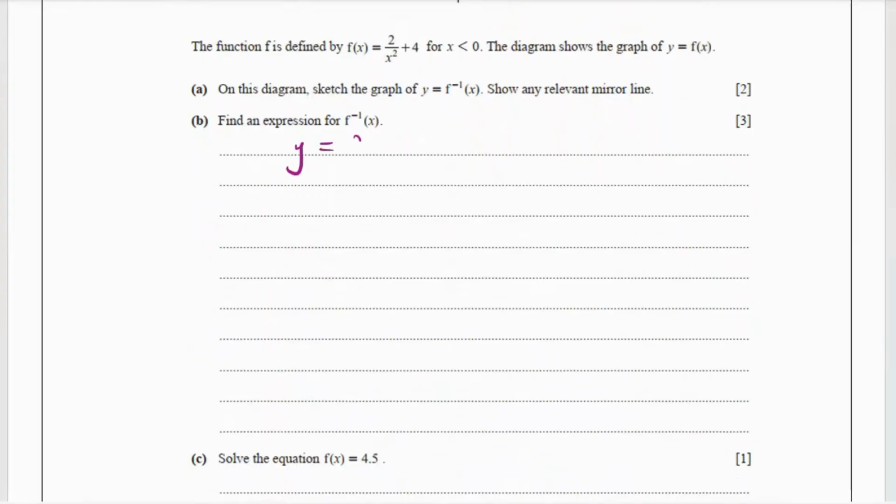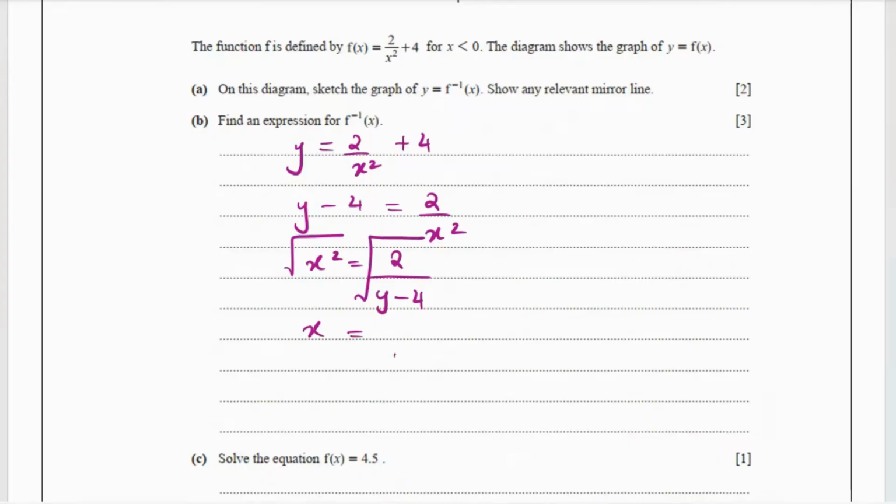So y equals 2 over x squared plus 4. Let's make x the subject. Y minus 4 equals 2 over x squared. X squared equals 2 over y minus 4. We swapped y minus 4 with x squared. And then we take the square root on both sides because we want an equation for x, not x squared. So that's plus or minus the square root of 2 over y minus 4.